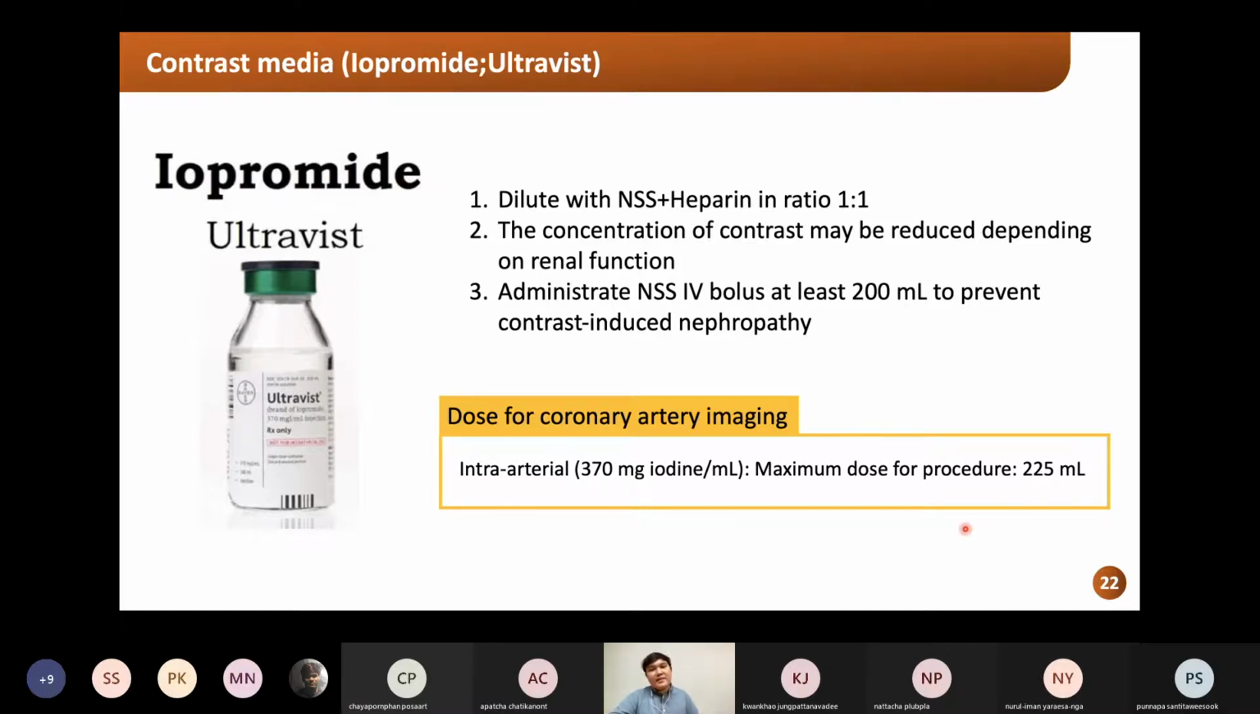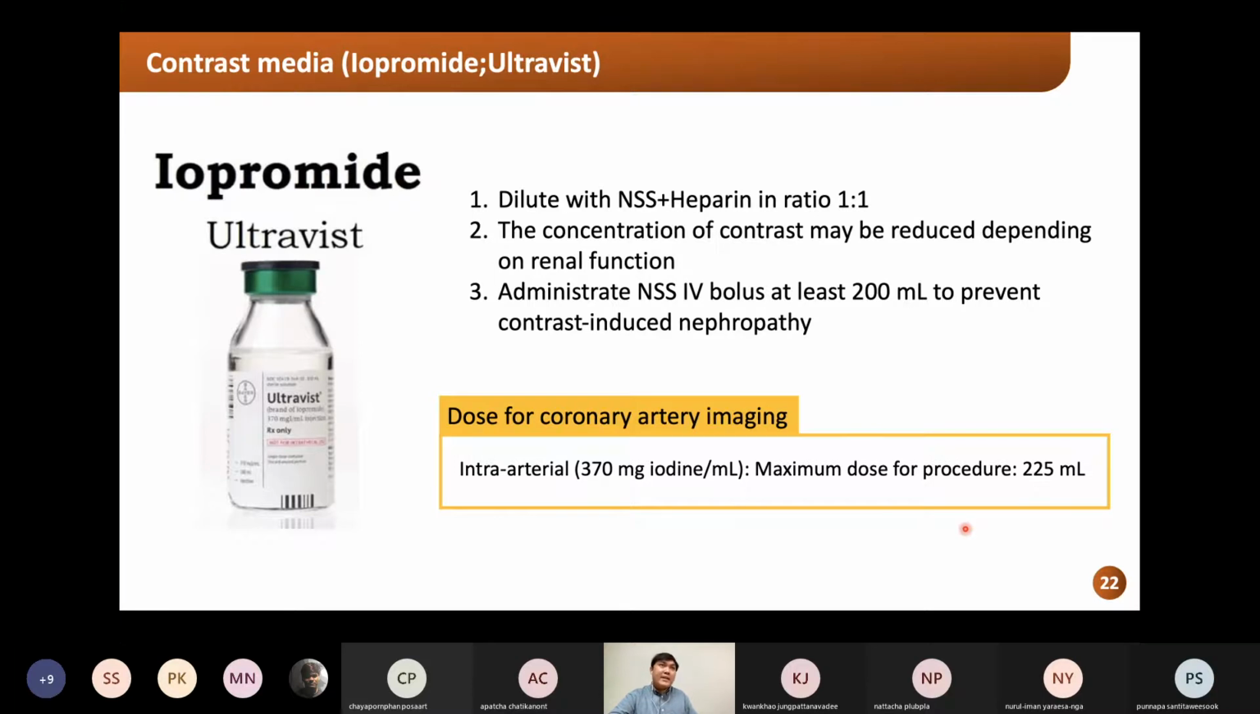And the dose of the contrast media for use in coronary artery imaging, the maximum dose is about 370 milligram iodine per ml, because like I told you earlier, the contrast media is composed of iodine, right? You have to be concerned about the patient who is allergic to iodine. So those patients may be allergic to the contrast media as well. And the maximum dose for a procedure is about 225 milliliters per person.